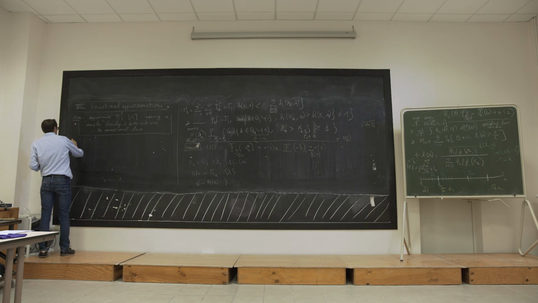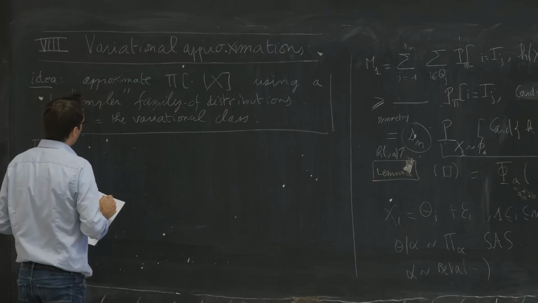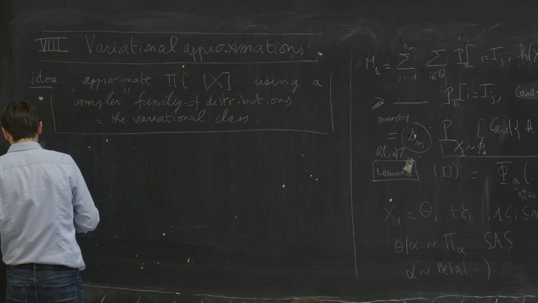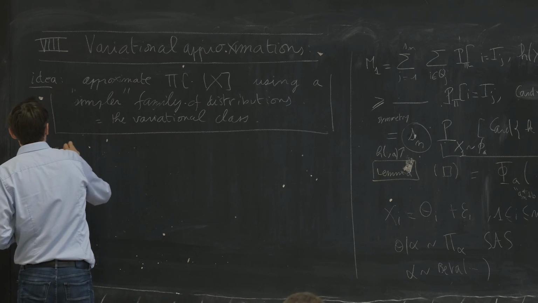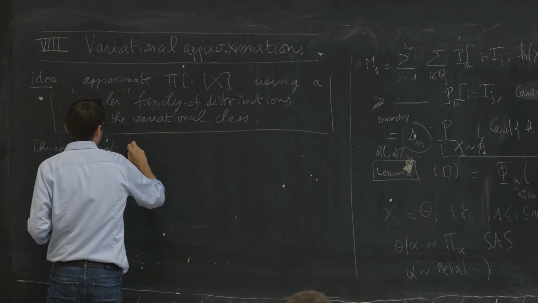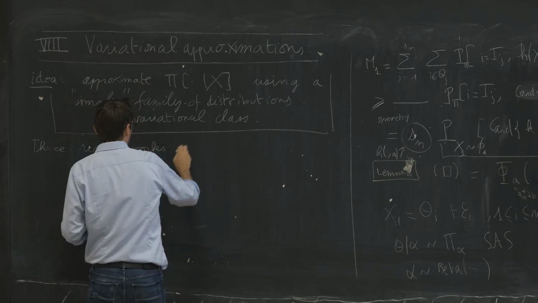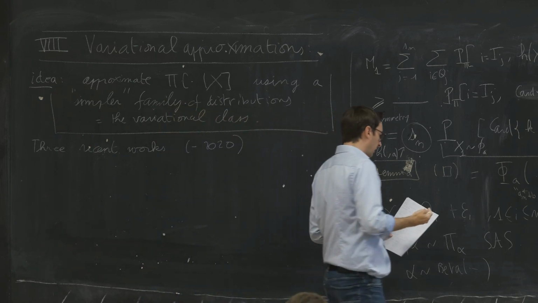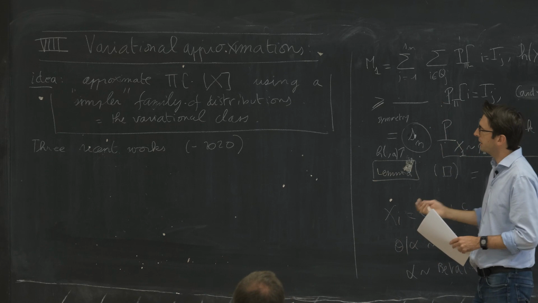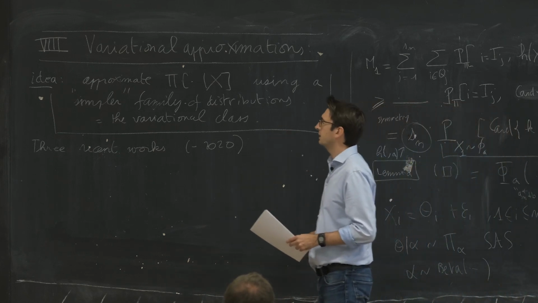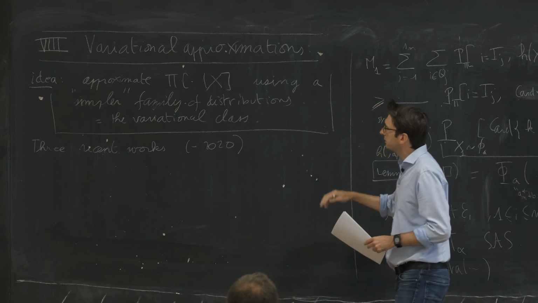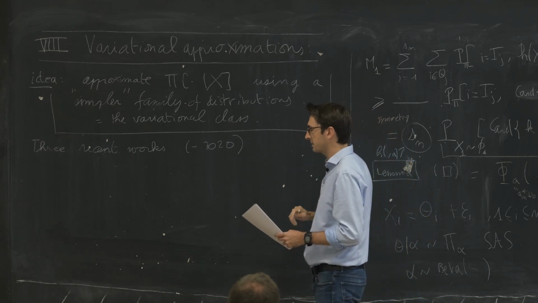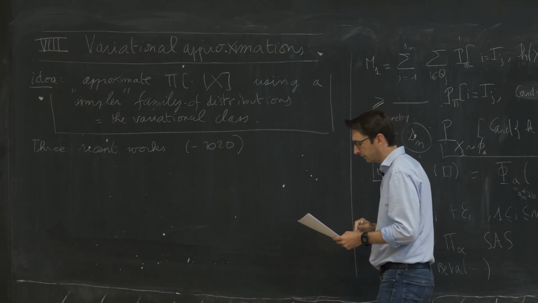So in terms of, although this type of methods are very much in use since quite a few years, the theoretical understanding is quite recent. So there have been 3 recent works around 2020 to understand in which sense the variational posterior, which I'll define in a moment, is doing something similar to the original posterior. And similar will mean that it has at least the same rate of convergence as the posterior.